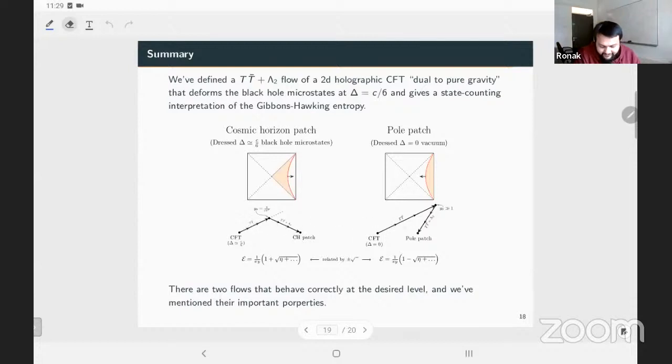These two flows look like they have nothing to do with each other, but it turned out that this flow plus modular S invariance forces you to have this flow. Okay, and there are two extensions to other levels. So I have actually defined this flow only at delta equals c/6. At other levels, there are two possibilities, and we discussed them in the paper. I did not discuss them today.